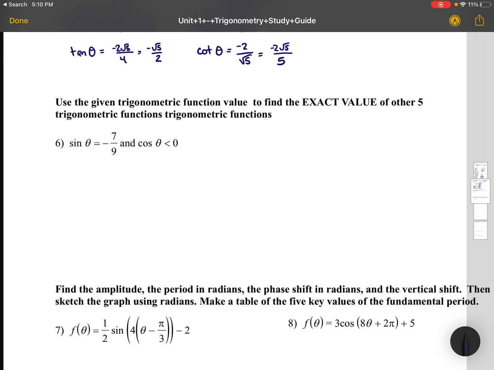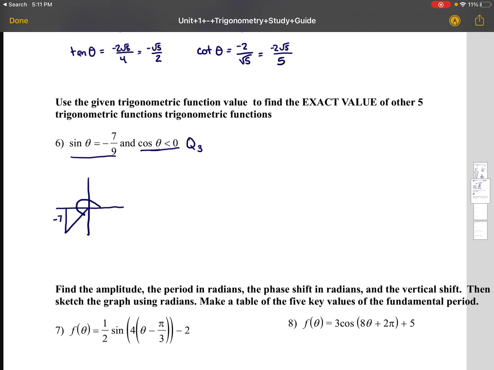to find the other 5 trig values, knowing that sine theta is negative 7 divided by 9, and cosine theta is less than 0. So where is sine negative and cosine also negative? That's going to happen in quadrant 3, where cosine is less than 0 and sine is less than 0. So we draw our angle. We'll say theta is over here somewhere.